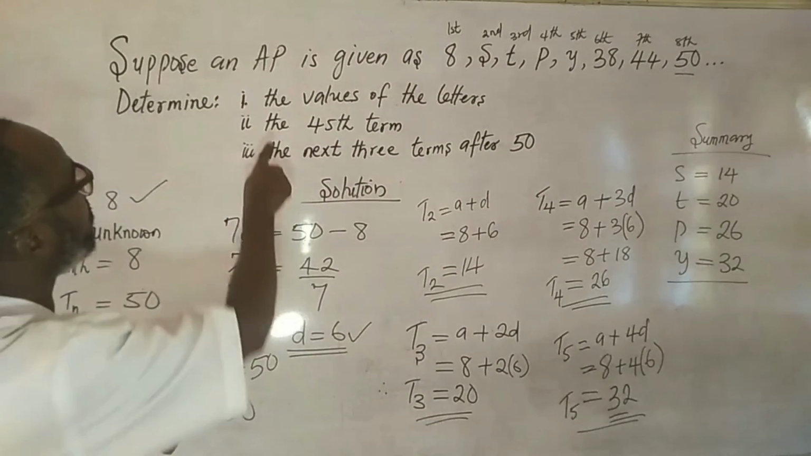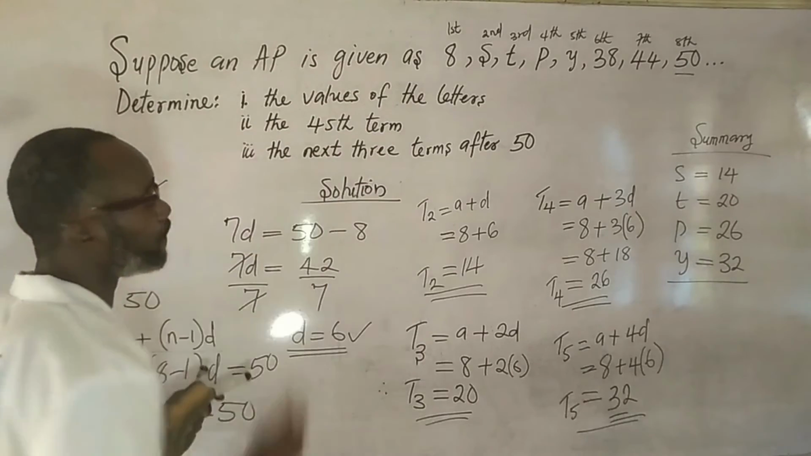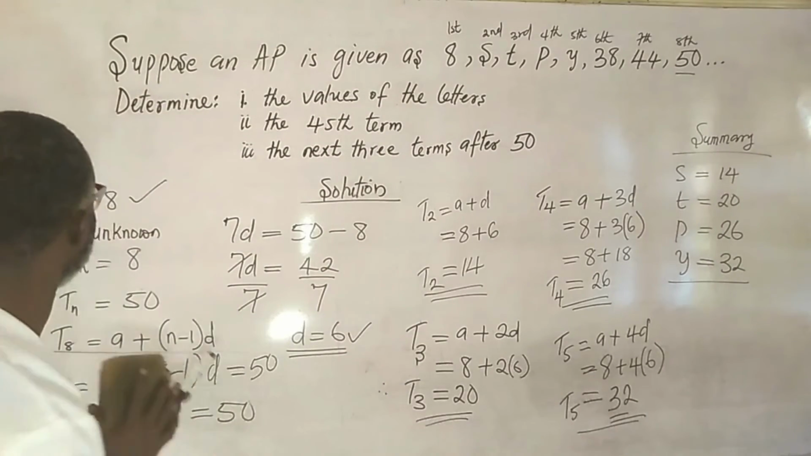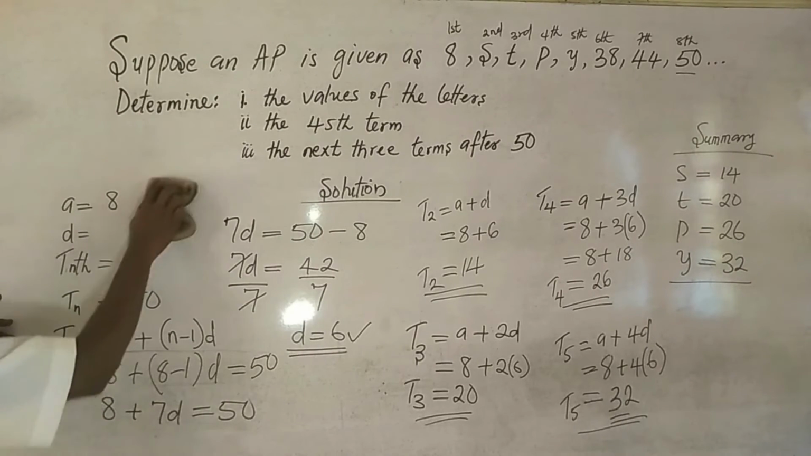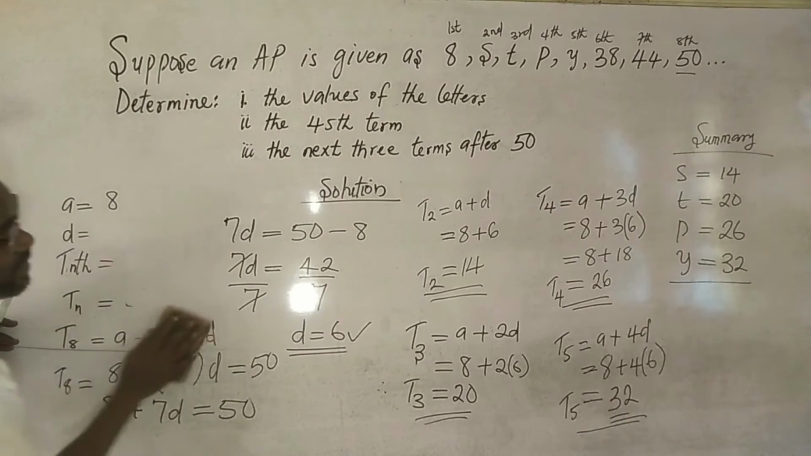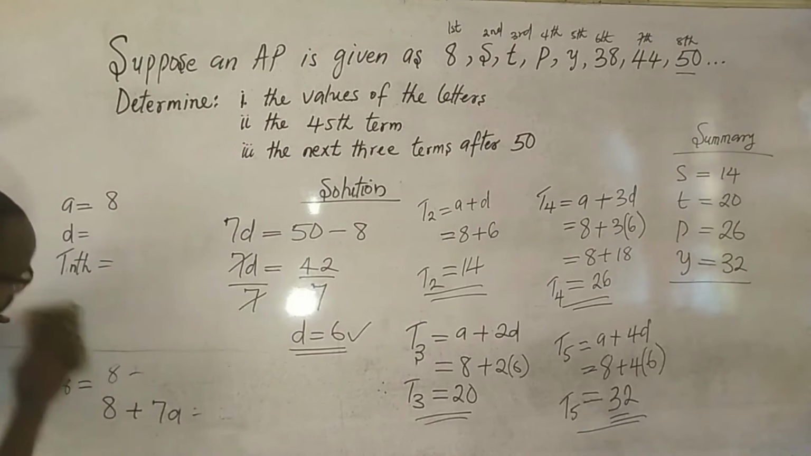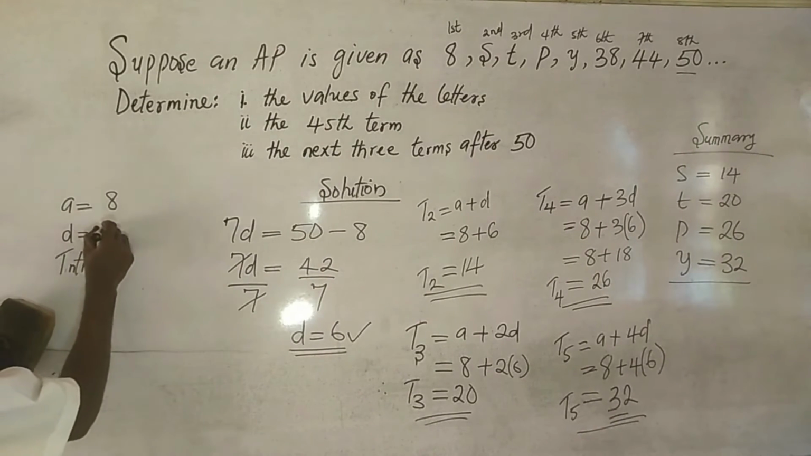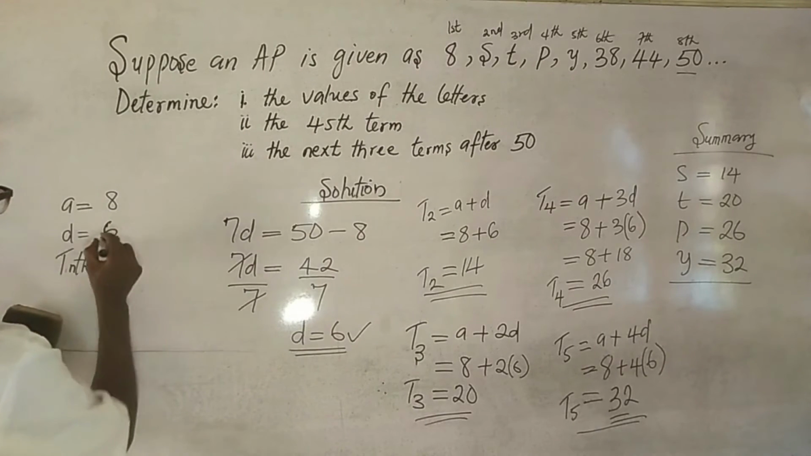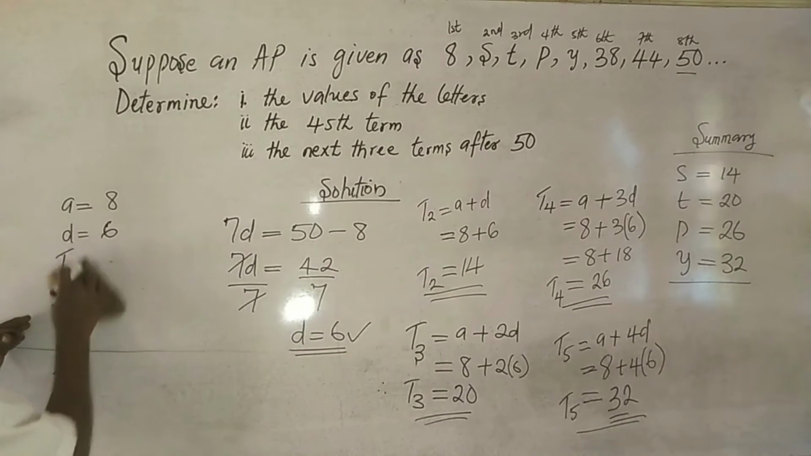Then the next thing, second question says the 45th term. Let's quickly do that. We already know our common difference to be 6. So let's take this more space to find that immediately without wasting any time. Common difference is 6. Alright? We are looking for the 45th term.